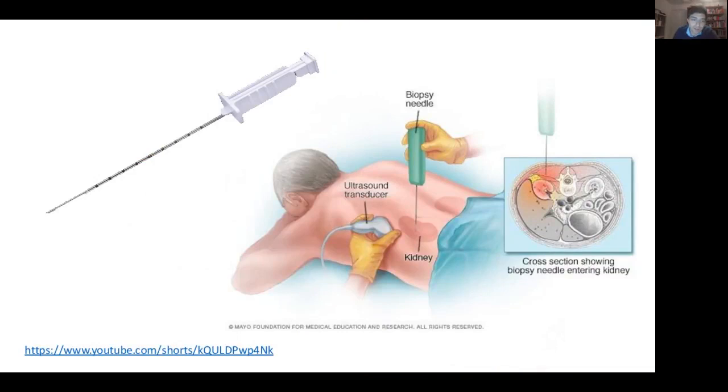Here's an example of a patient undergoing a kidney biopsy, probably by a radiologist. The ultrasound transducer is held in close proximity and then under close monitoring to make sure that the needle's going into the area of concern within the kidney. Some cores will be taken via a coaxial needle looking something like this.